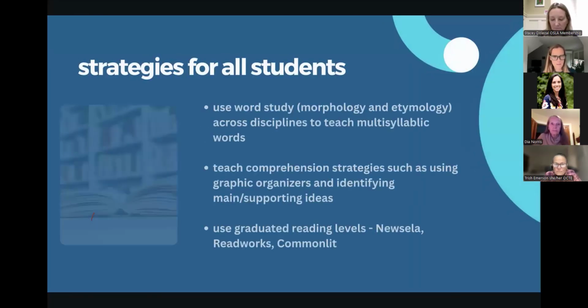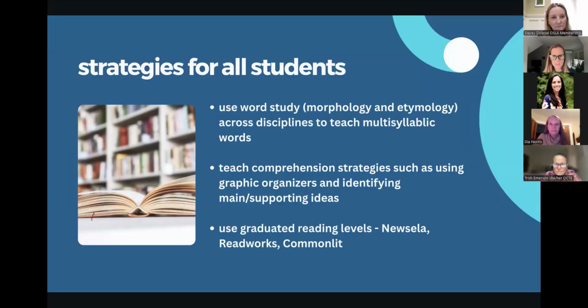So before I get into etymology, excuse me, I want to just touch on strategies for all students, general strategies that you can use. We want to use word study across the disciplines because it helps learning different languages, Spanish, French, English, it also helps us learn the language of science. It helps us learn the language of sociology. So we can help our students in comprehension, not just in our ELA classes, but in every class.